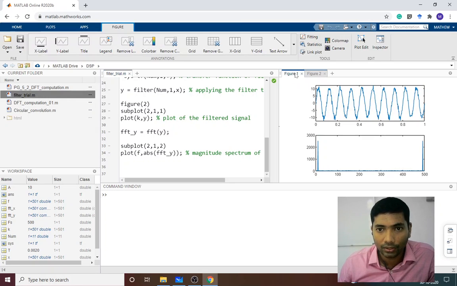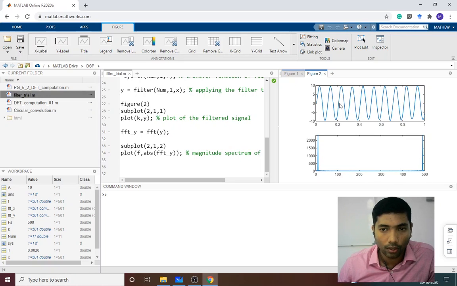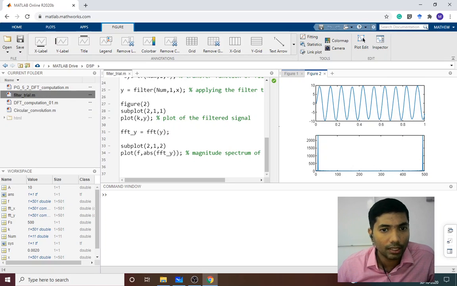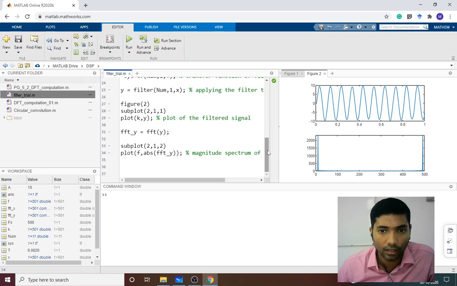Yeah, perfect. The first figure is the noisy signal which has noise in it, and this is the magnitude spectrum of the noisy signal, and it has noise here. And figure 2 is the filtered output. You can see that we are almost getting the perfect output that we require. Good. So that means this FIR filter is performing well.